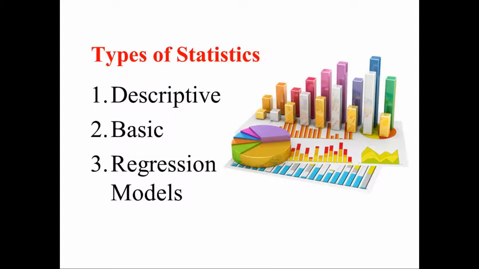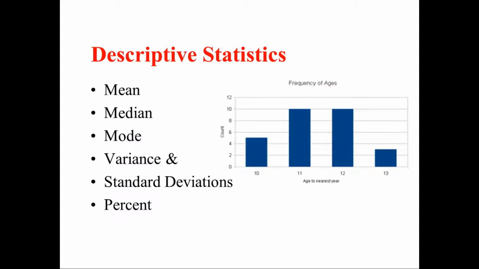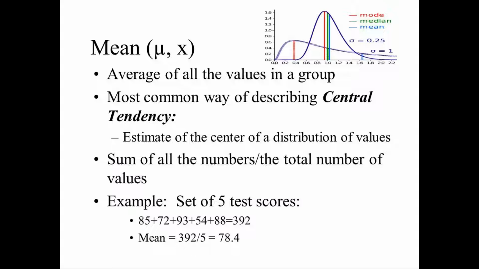There are three types of statistics: descriptive, basic, and regression models. Descriptive statistics are means, medians, modes, variance, standard deviations, and percentages. A mean is the average of all the values, and it's the most common way of describing central tendency. It's the sum of all the numbers divided by the total number of values. Here's an example.